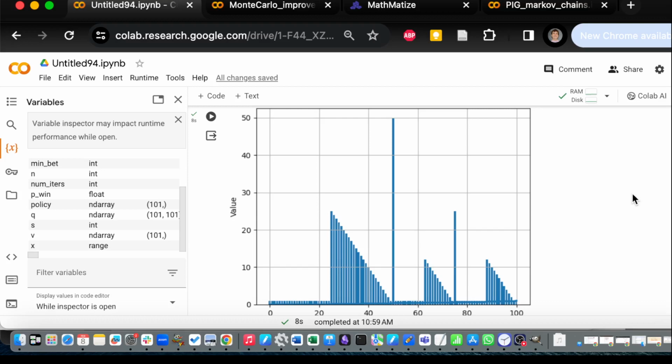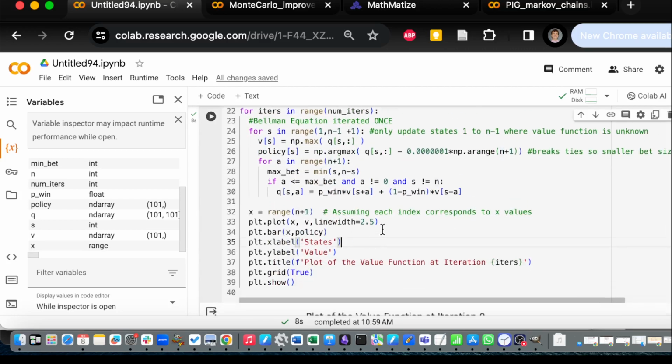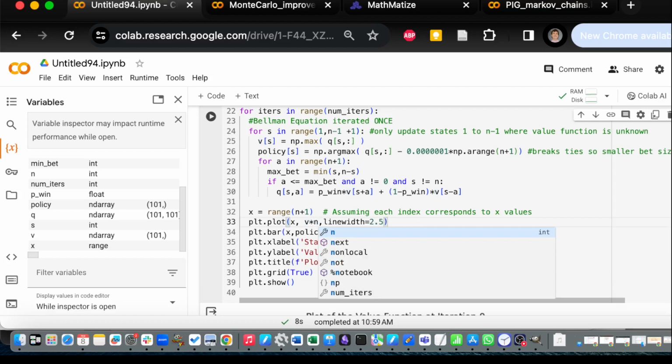So how are we going to fix this? There are a few different ways you could decide, but I'm going to do something a little silly. I'm going to take the value function and multiply it by n. That way the maximum value will, instead of being 1, be n, and then it'll be on the same scale.